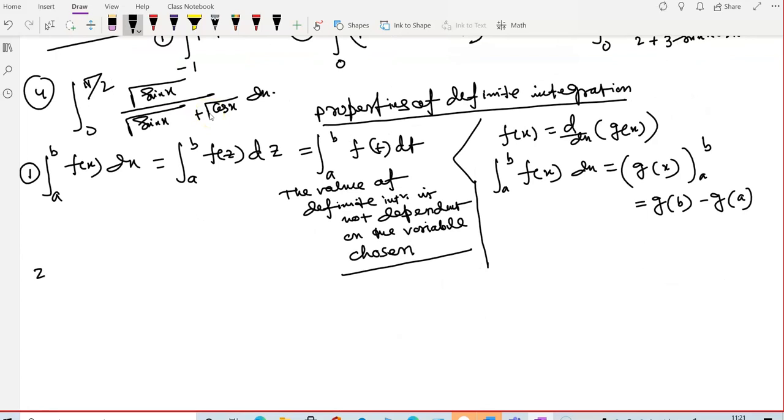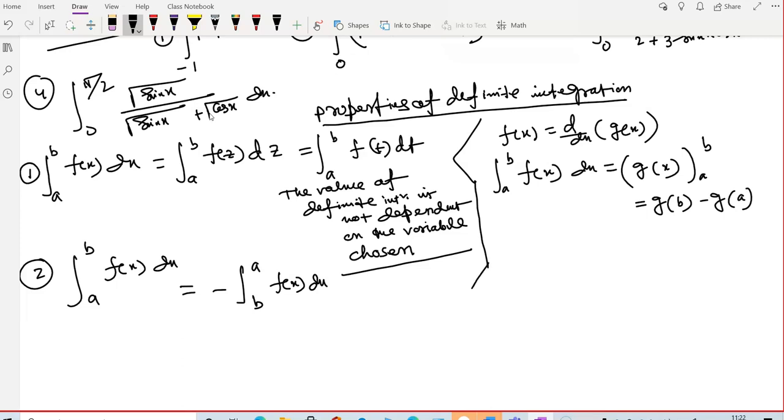Then second property. If we have integral from a to b of f(x) dx, then this is nothing but minus of integral from b to a of f(x) dx. I mean, if we exchange, this is called reversal property in definite integration. If the order is reversed, then it becomes minus. It was a to b. If you make it b to a, then you put minus sign before.